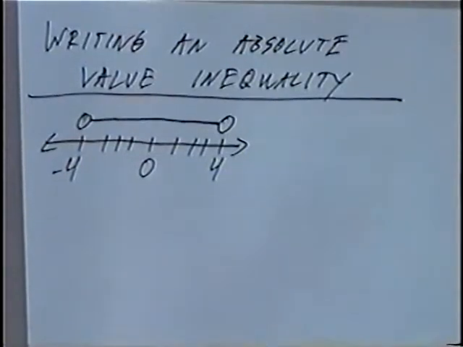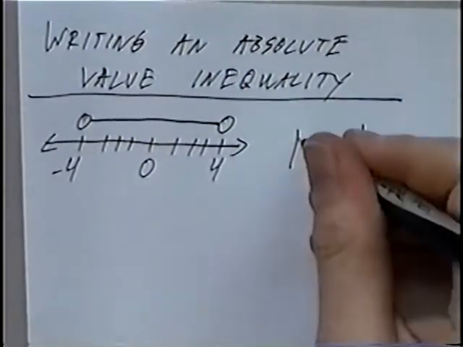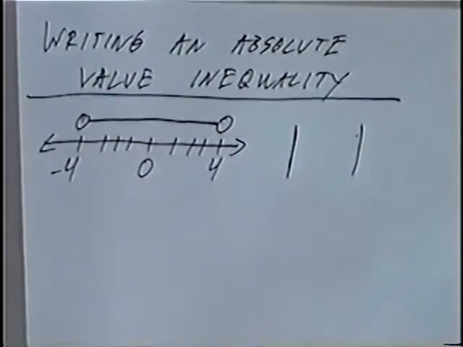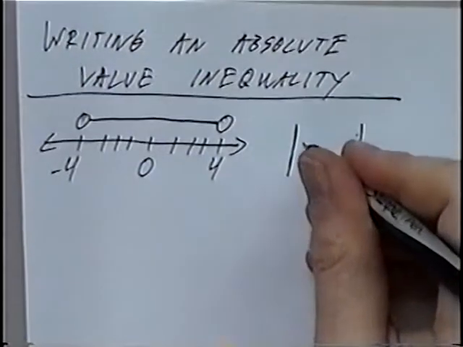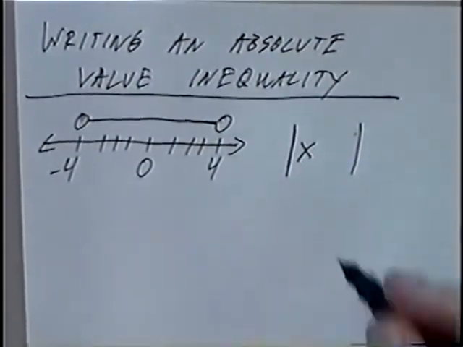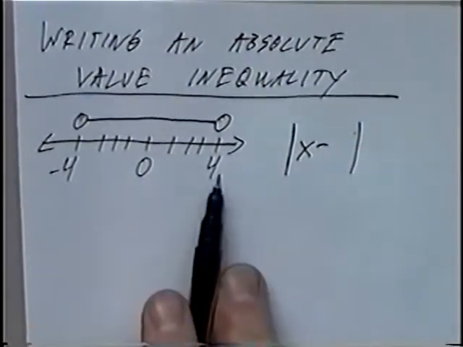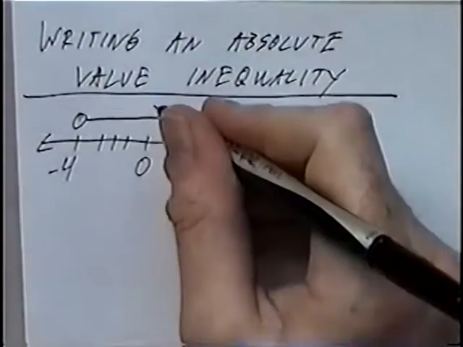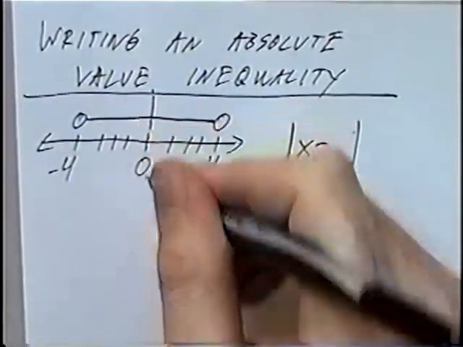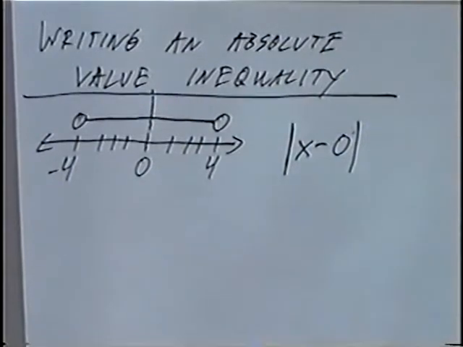To do that, we know it's an absolute value inequality since we have two numbers. So we can start with an absolute value. We'll have a variable, we can use x, and the number next to x that we'll subtract is the number that's halfway between negative 4 and positive 4. So halfway between the endpoints would be 0, so we'll subtract 0 inside the absolute value.